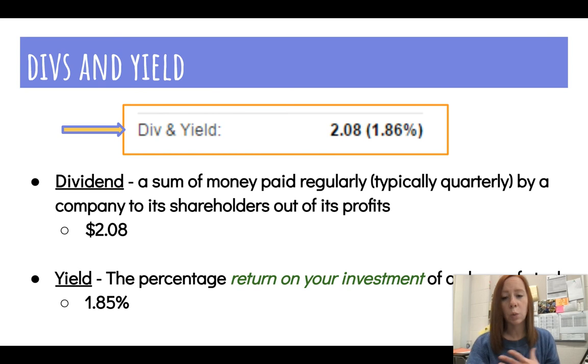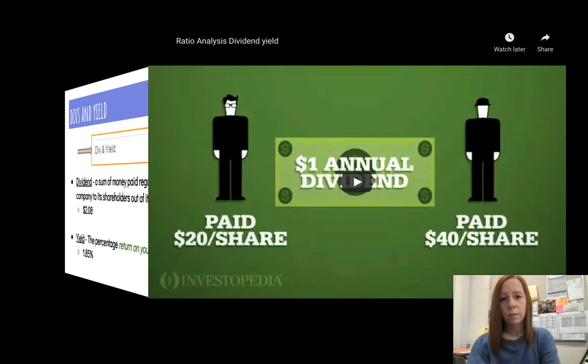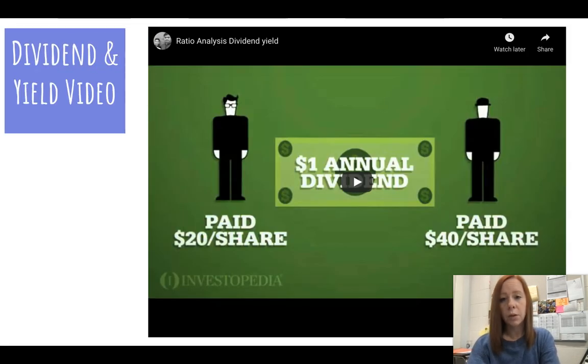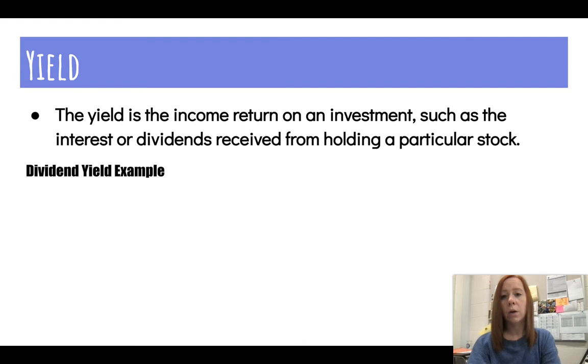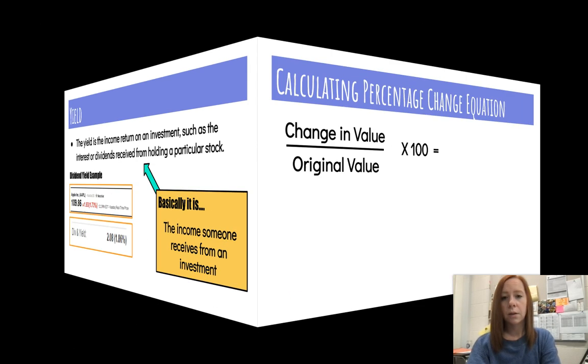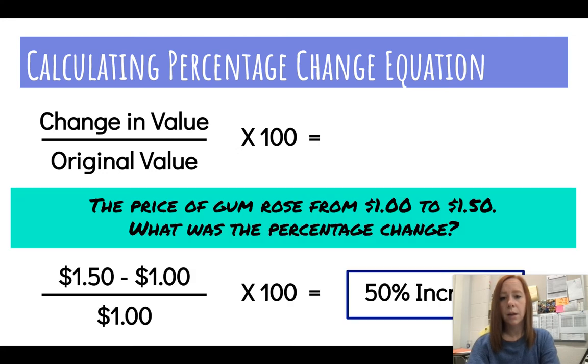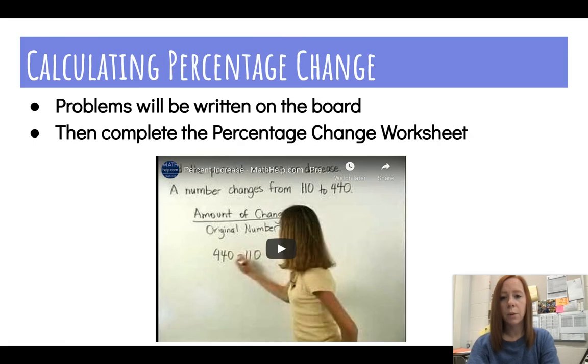Yield is that number just represented in a percentage. So this is your return on your investment. So 1.85% you're getting back. Okay, there is a video here if you want to watch it to get a better understanding. You can watch that on your own. And then we will also talk about yield at a later date. Okay, I think that's it. Yep, all of this we will talk about very soon.